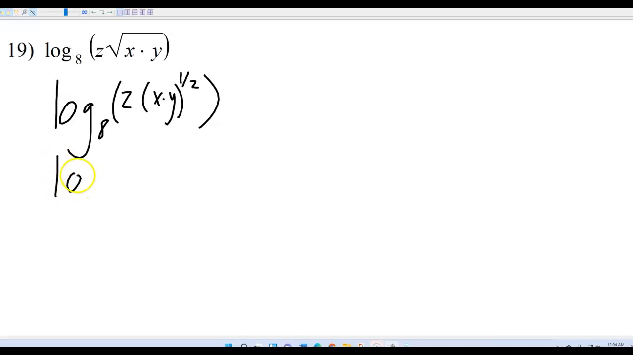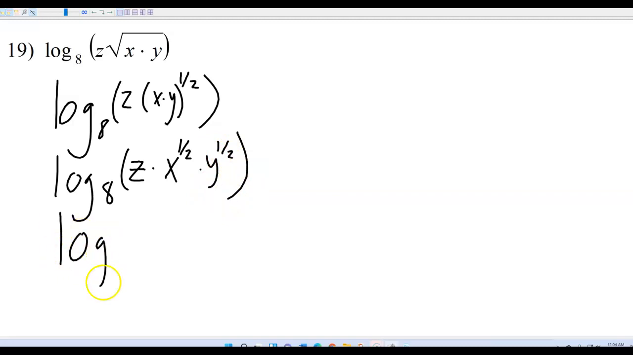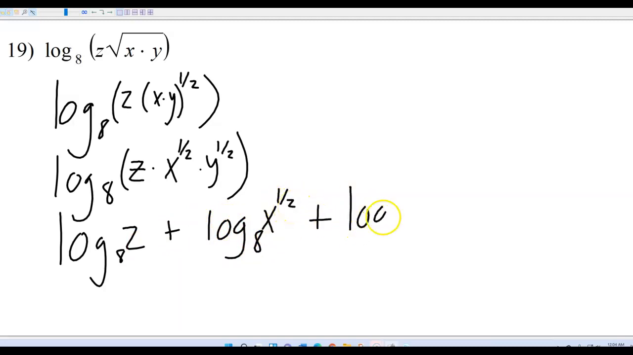The next thing I'm going to do is apply the power to each variable separately. So the z is staying the same because the power was never on that one. But the x is going to be raised to the 1/2, and the y is going to be raised to the 1/2. Okay? Now I'm going to apply rule 1 to split each one of these letters up into their own logs. So we're going to have log base 8 of z plus log base 8 of x to the 1/2 plus log base 8 of y to the 1/2.